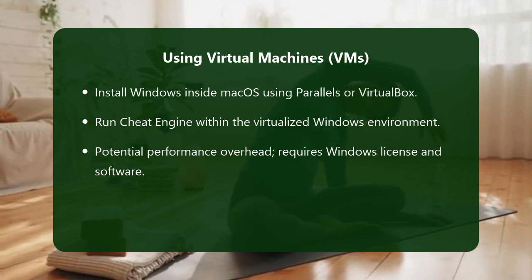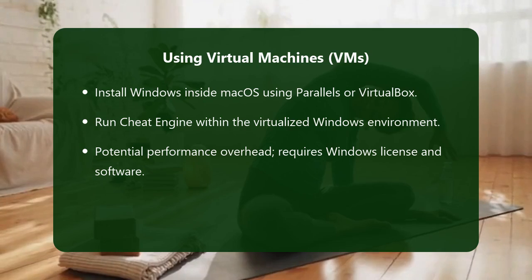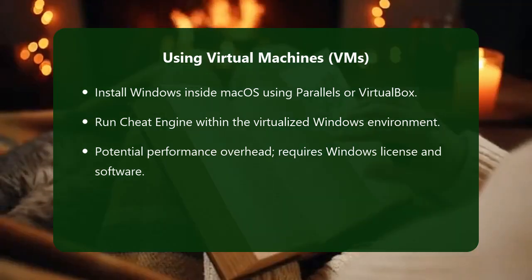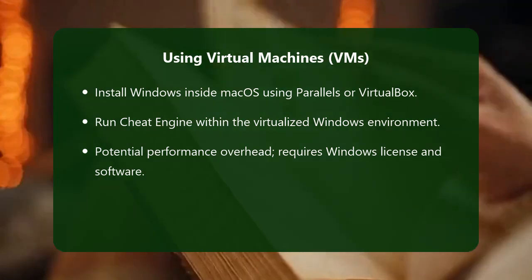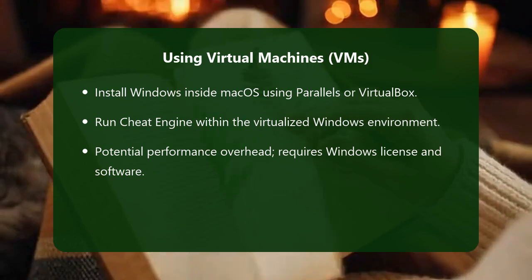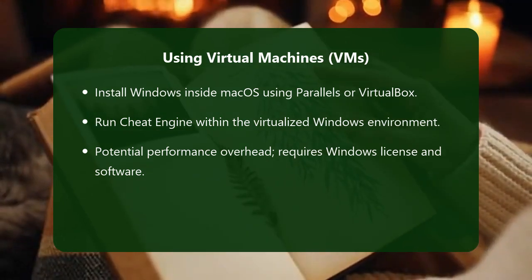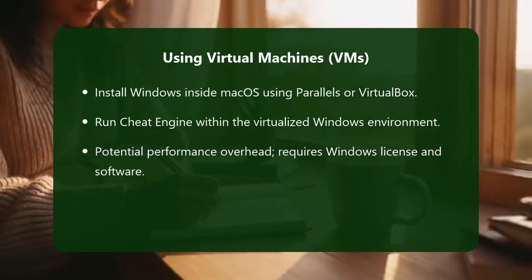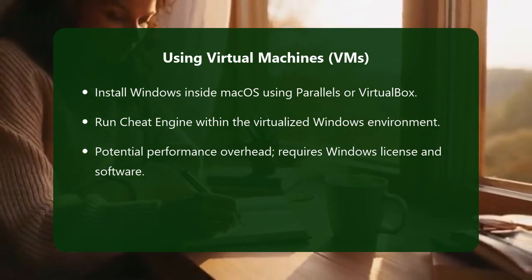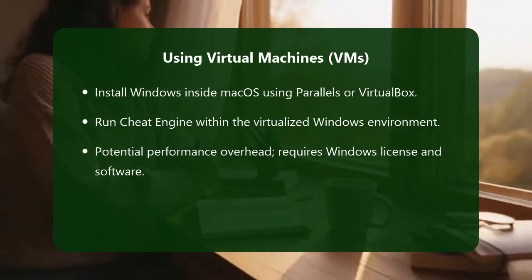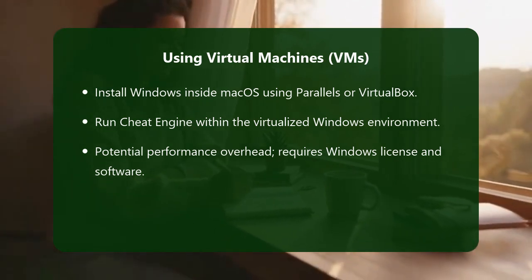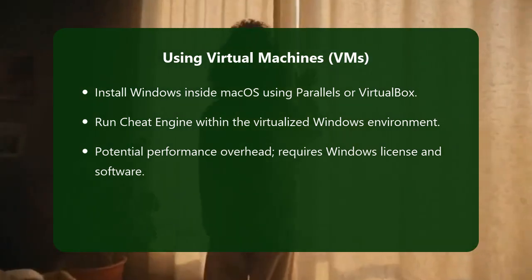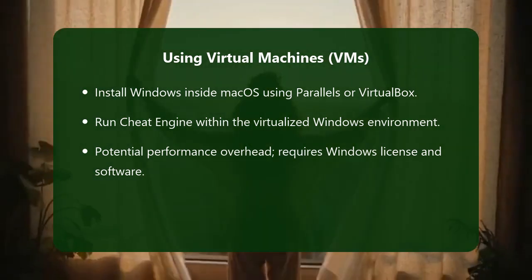The most common and often most reliable approach involves using a virtual machine (VM) solution. Software like Parallels Desktop, VMware Fusion, or the free VirtualBox allows you to install a full version of Windows within your macOS environment. Essentially, your Mac runs macOS, and inside macOS, a virtualized instance of Windows runs, complete with its own desktop, applications, and system resources.